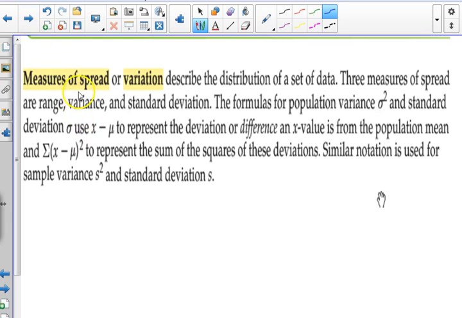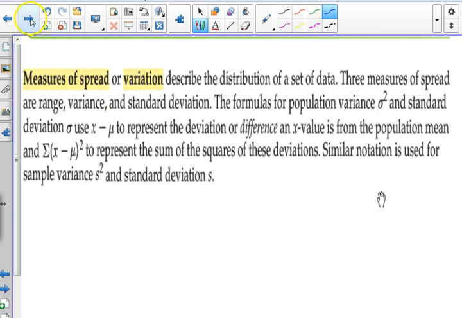All right. Measures of spread or variation describe the distribution of the data. We're going to spend a bunch of time next week talking about normal distribution, okay? We'll talk more about standard deviation, variance, and spread.